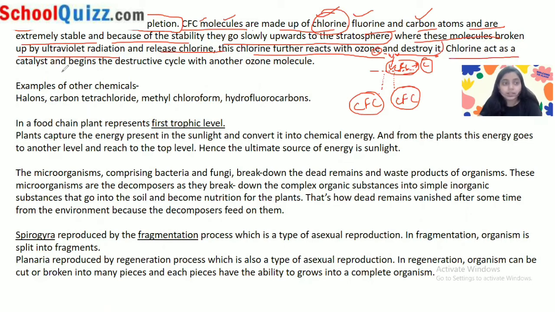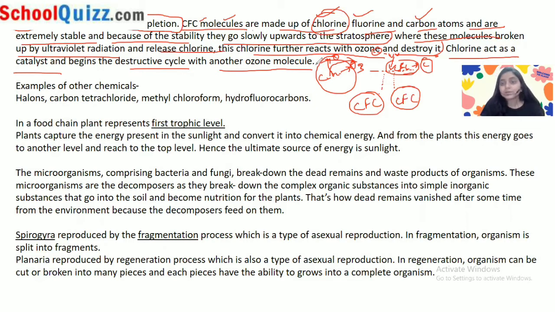Chlorine acts as a catalyst and begins the destructive cycle with another ozone molecule. See, when this chlorine is done with, let's say, the first ozone, when it has broken this ozone, then it goes for the other ozone. So this makes a cycle where the chlorine acts as a catalyst and begins the destructive cycle with another ozone molecule.